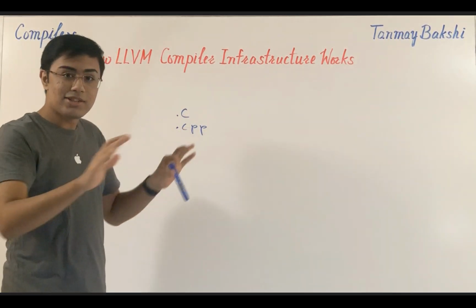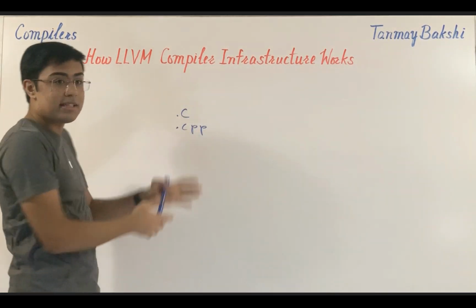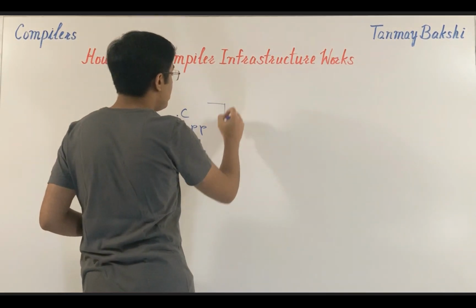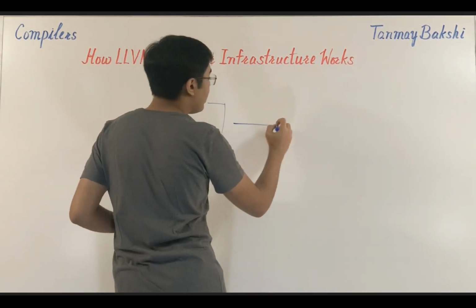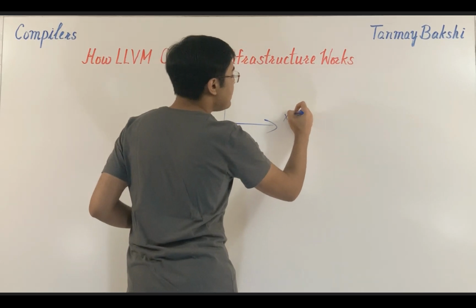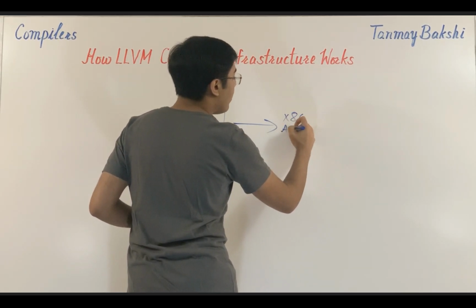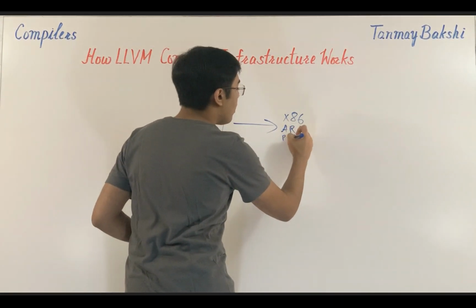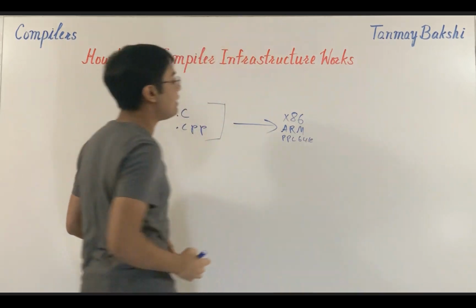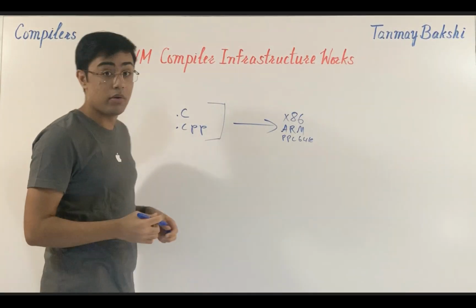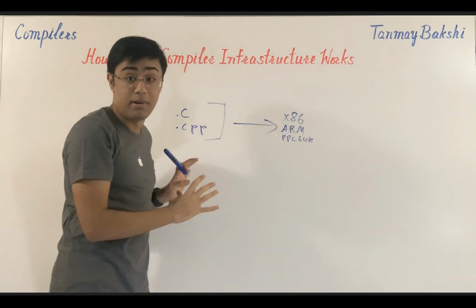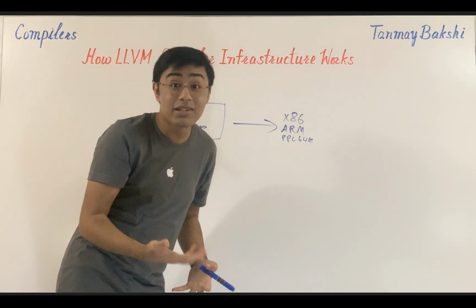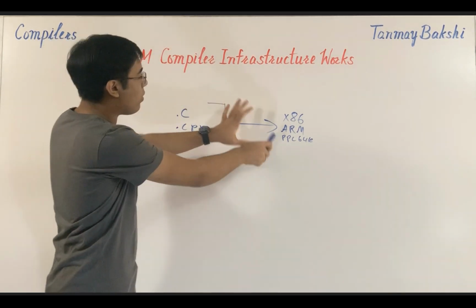But for now, let's just say we need to take our C and C++ files and convert them to some kind of machine code. So we need to convert from here to, say, x86, or maybe ARM assembly. Maybe we need to convert to PowerPC, right? So it really depends on what architecture you're trying to run the code on. And this is the role of the compiler: taking your high-level code that's relatively much easier to write and converting it down to machine code.